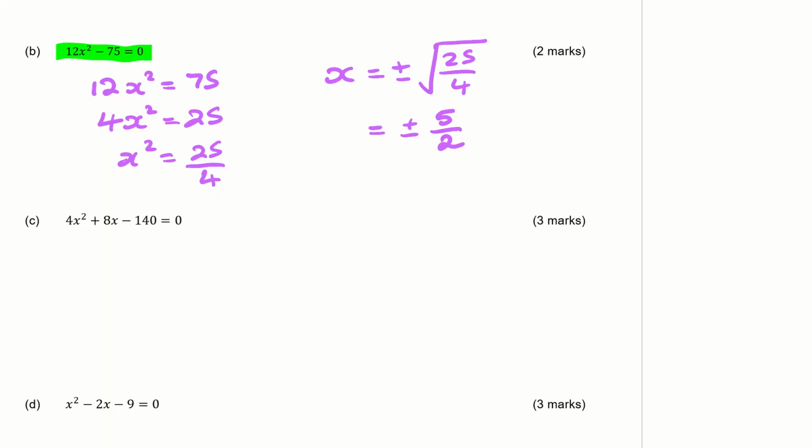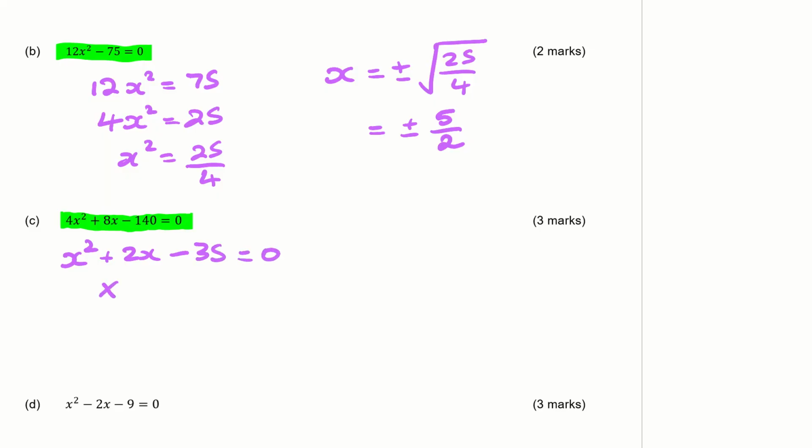Well, let's look at this next one. We've got 4x squared plus 8x, take away 140 is 0. We can divide through by 4. It's a good plan because it makes everything smaller. So we've got x squared plus 2x. Now half of 140 is 70, half of that is 35. And I think we can factorize that.